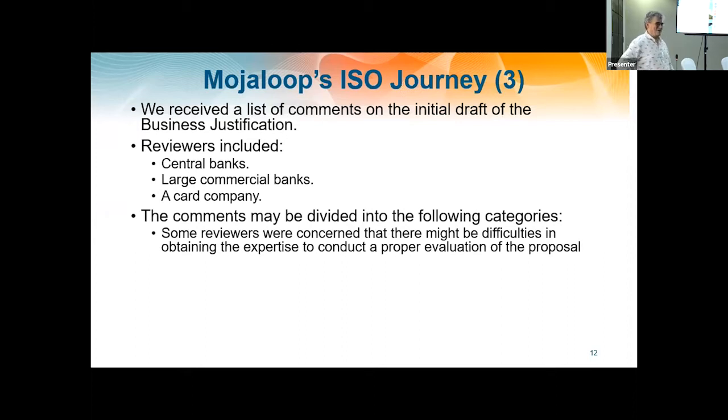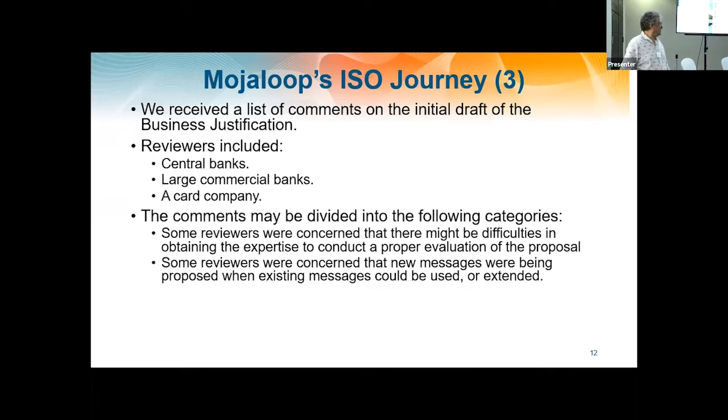I'm going to take up the cudgels here on behalf of the ISO 20022 organization and say it's good that they thought this. Some reviewers were concerned that new messages were being proposed when existing messages could be used or could be extended. Now, you might think that when you go back to the idea about a business justification, and the idea that it just says what the business needs and not what the messages should be, that's not a very relevant comment in this context. But nevertheless, it is a comment that was frequently made.